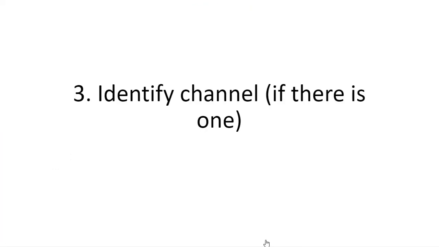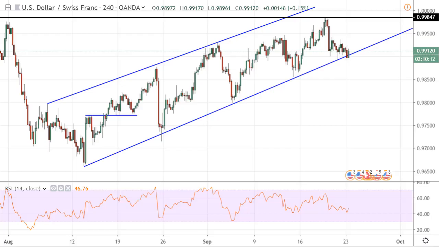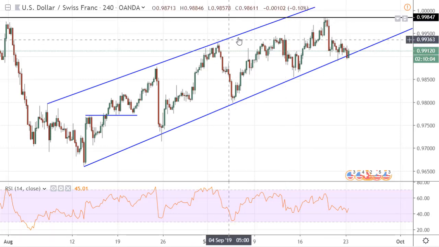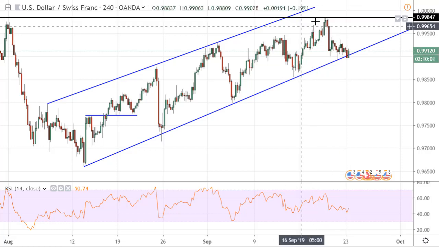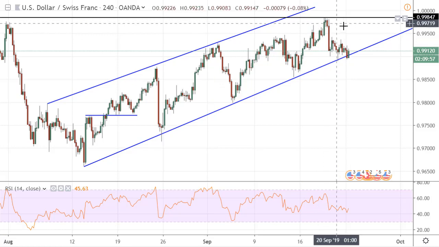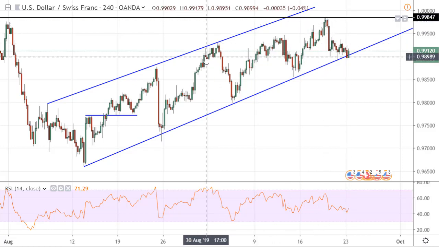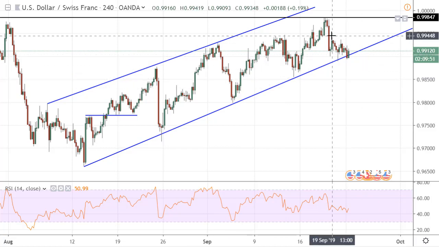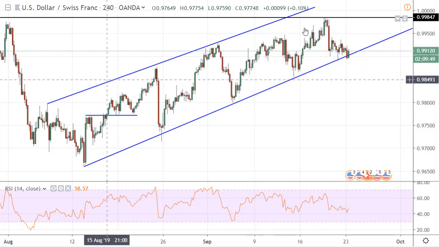The third one is identify a channel if there is one. Well, I showed you a little bit on the chart that in this case we do have a clear pattern. We do have a kind of channel, even though the upper side of the channel isn't being met, which could mean that this is slowly not becoming that bullish anymore, and we're becoming bearish. But that's something for the future to see. But this is some kind of a channel.